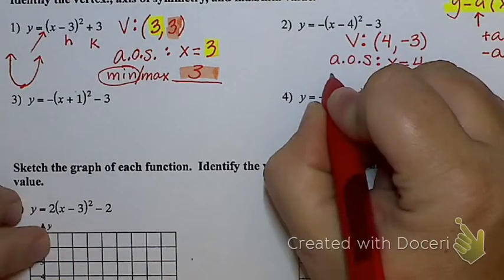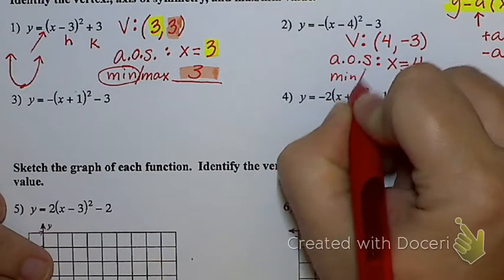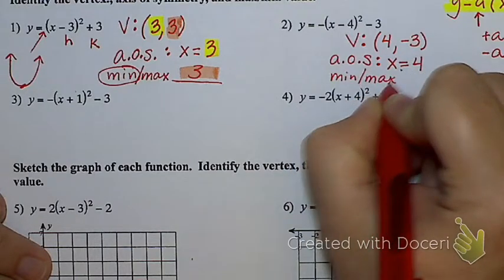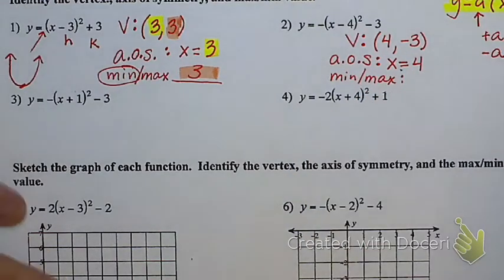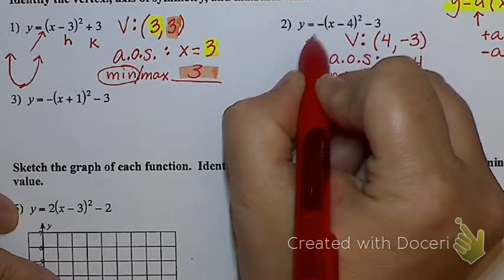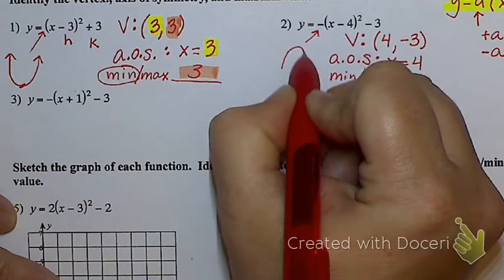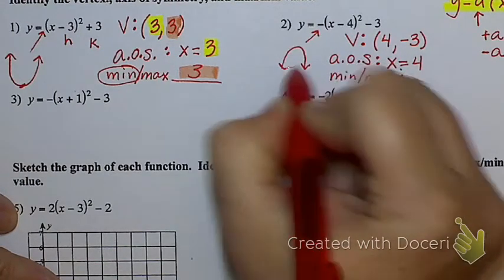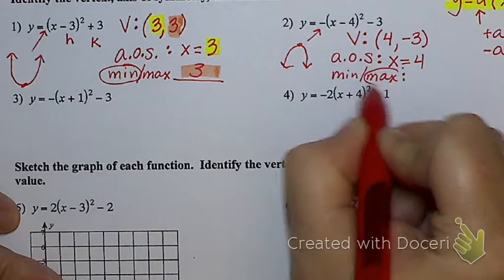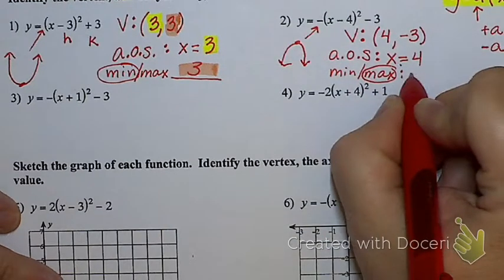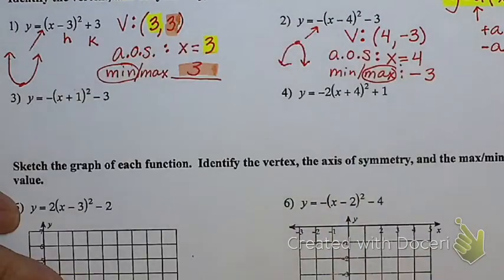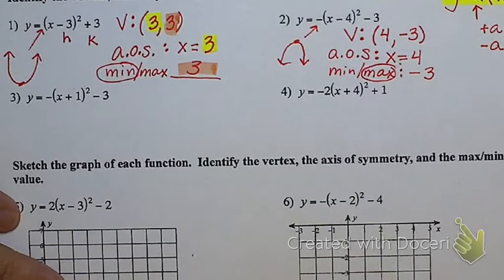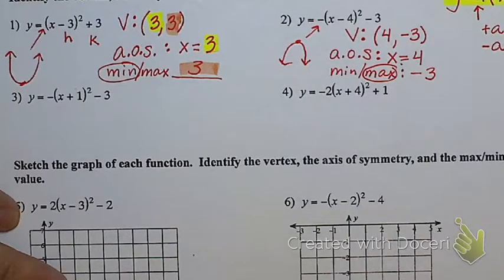Okay? So min, max. Does this one have a minimum value or a maximum value? How do you know? Since my a value is negative, we have one opening upside down. Therefore, I have a maximum value. And that maximum value is what? Negative 3. Negative 3 doesn't seem like a very maximum-ish type value, but it is in this case.